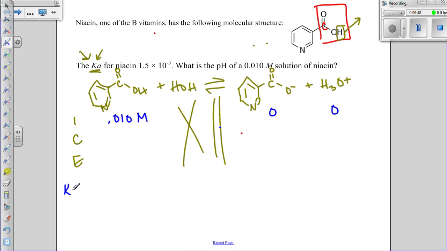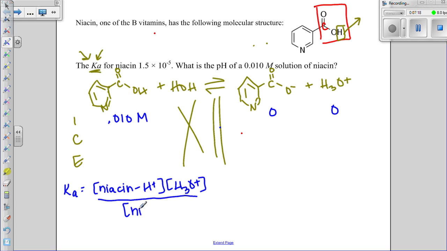I'm going to write my expression. So the Ka of, I wish I knew what this was called, but I don't know. I'm going to write niacin minus an H plus. It's probably really bad chemistry, but I'm writing it that way anyway. All right, so there is our expression, concentration of products over concentration of reactants. Water is not included because it is a weak acid.